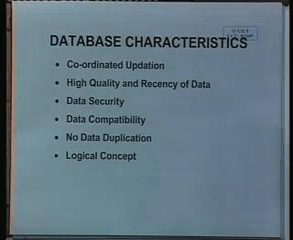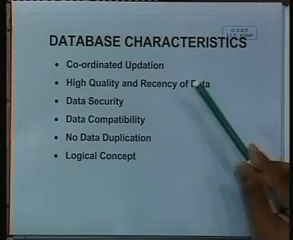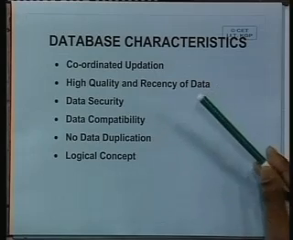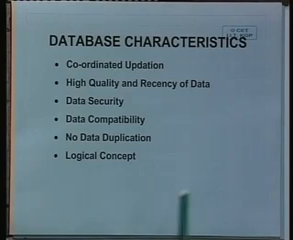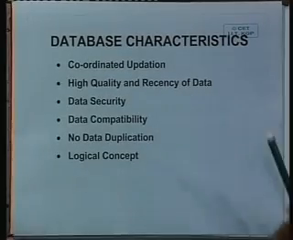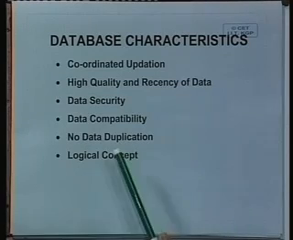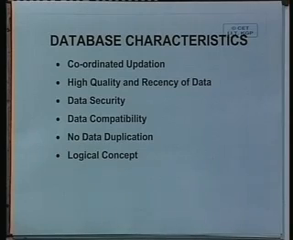So, database characteristics on the other side: the first one is coordinated updation, right. Whenever you are updating, the updation is done in a coordinated manner. That means, not only between the two file systems, but also between, say, production and marketing, you can decide who will enter what, alright. Then high quality and recency of data, data security, data compatibility, no data duplication and a logical concept of data. So, I will explain them one by one.